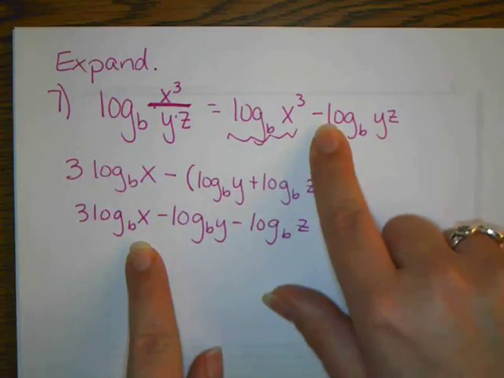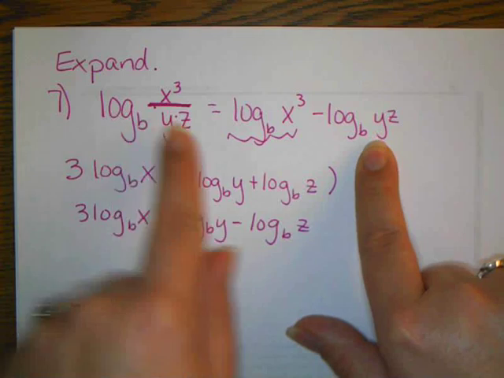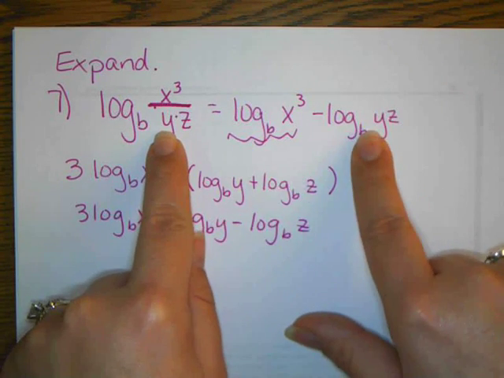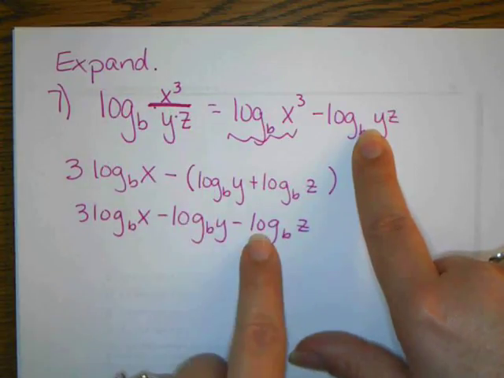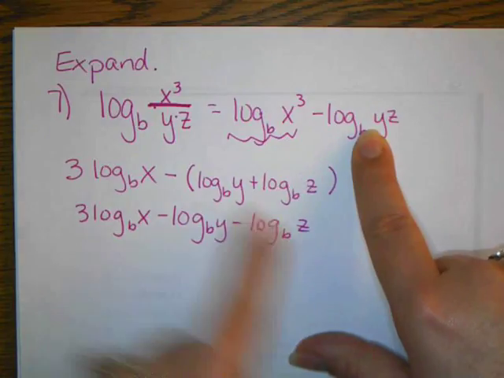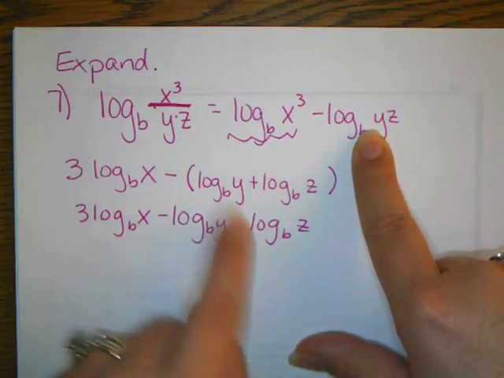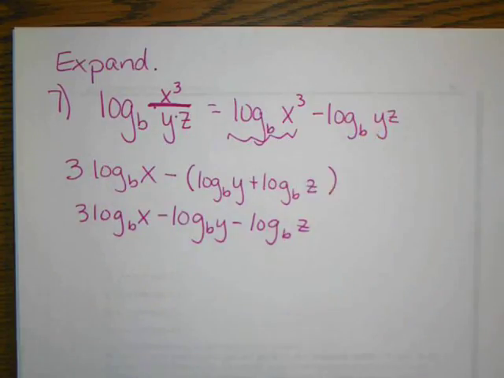Right from the beginning here, I would skip this step when you get better at this, because I would just say log of x cubed minus log of y. And because this z is also in the denominator, I would also say minus log of z. So right there I would say 3 log x minus log y and minus log z, because they're both in the denominator. You can do that.